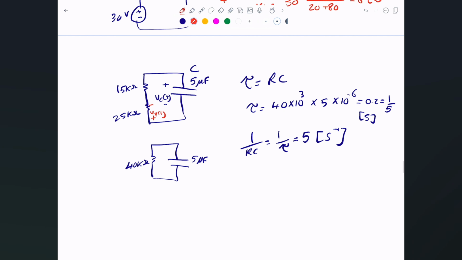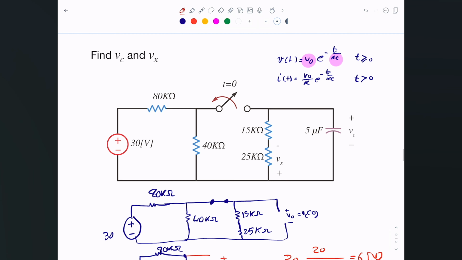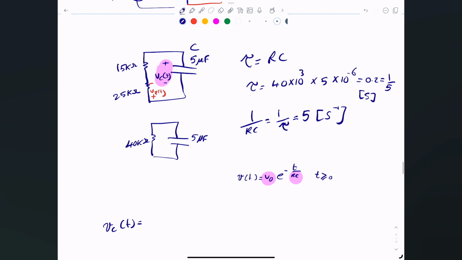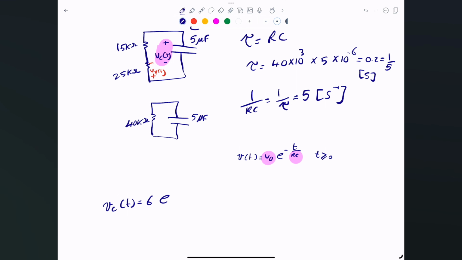So for the VC in here, we can just use this particular equation right away. Let me highlight it, or just copy it. We're going to copy this here and substitute the values we need. We don't need this here. So what is the VC of t? Simply V0. What was V0? We computed that to be 6 volts. E to the negative 5t, and that's for t greater than or equal to 0.